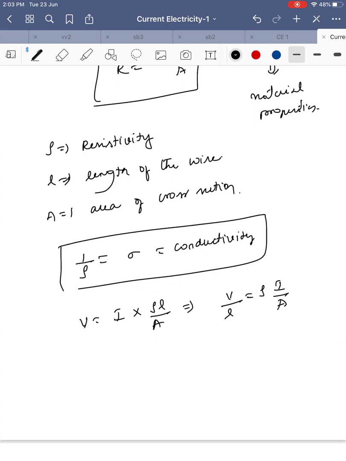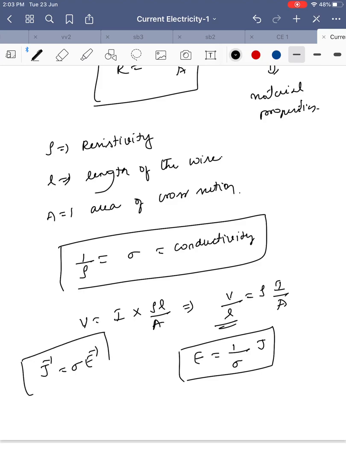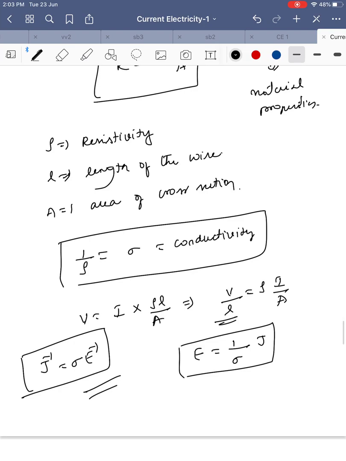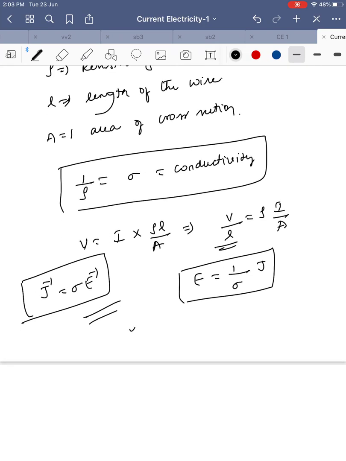V by L is nothing but potential per unit length. It is called electric field E. Rho I can write as 1 by sigma, where sigma is conductivity, and I by A is the current density J. So J bar is equal to sigma into E bar. It's an important expression: current density J bar is equal to sigma into E bar, where sigma is the conductivity.